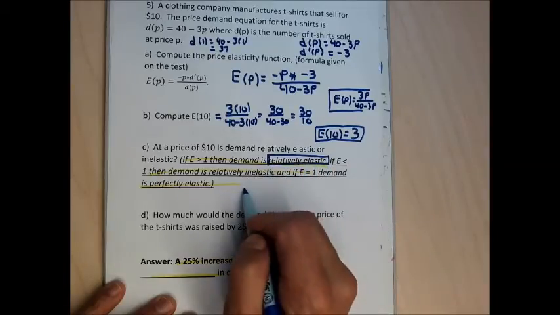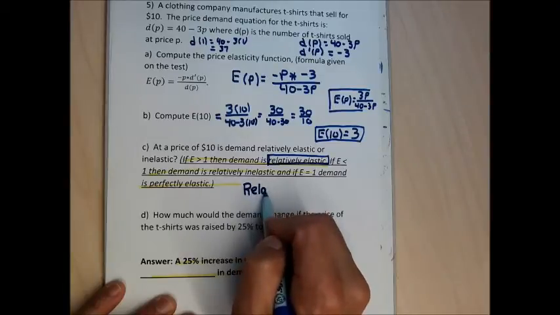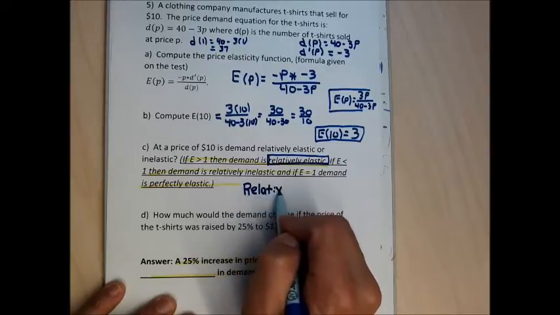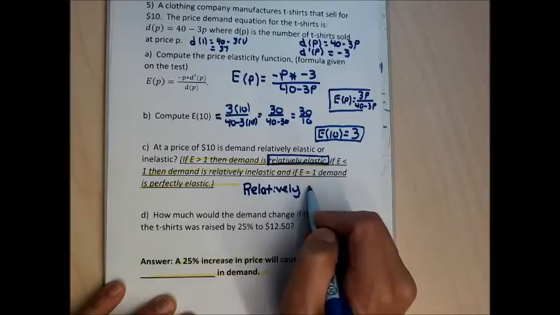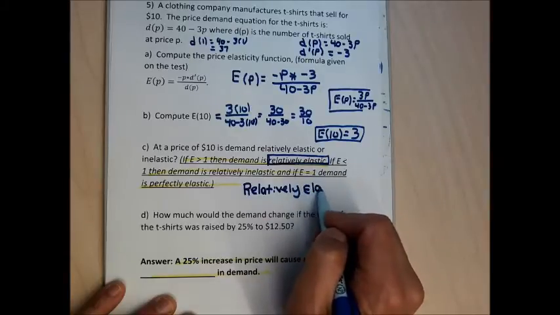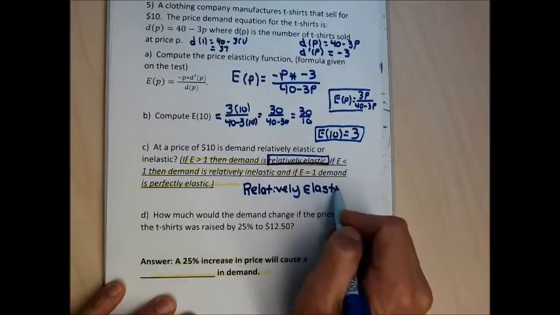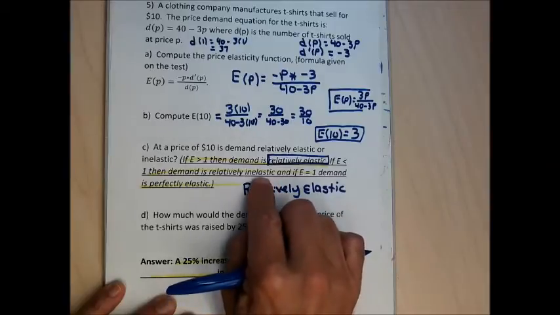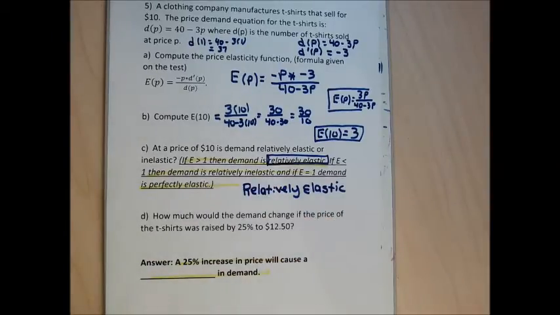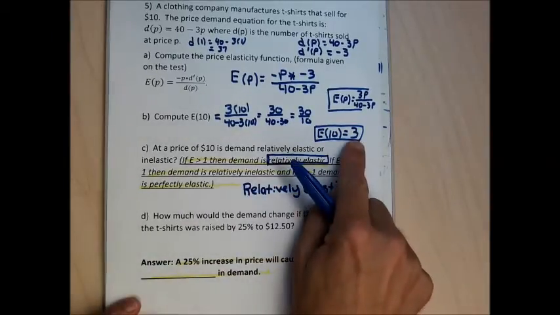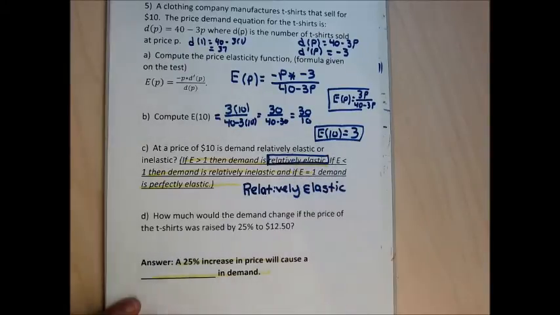So for your test question, your answer for part C of this question is either going to be relatively elastic if the answer to part B is some number bigger than 1, and it's going to be relatively inelastic if your answer to part B is less than 1. Because my part B is 3, which is bigger than 1, I say elastic.